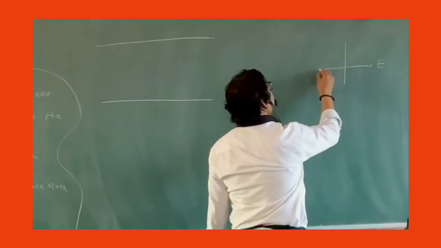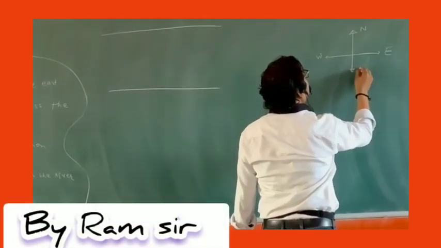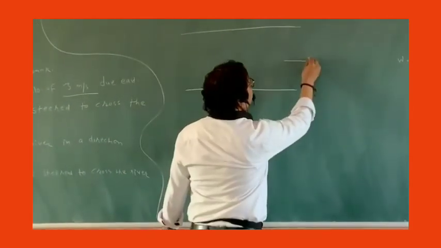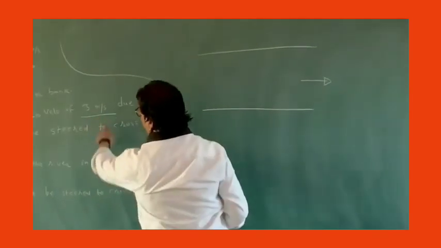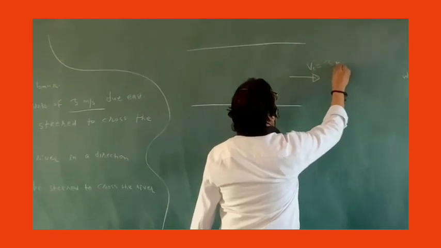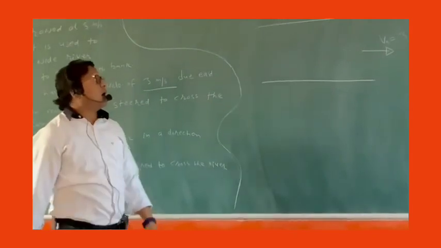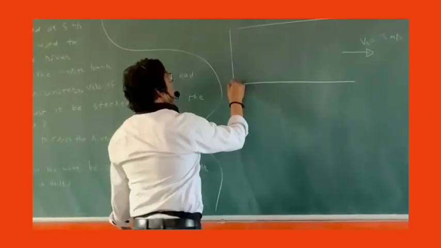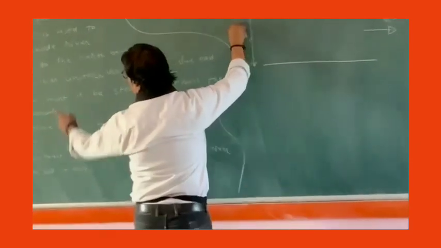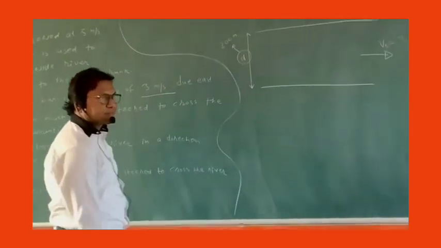East, this is west, this is north, and this is south. Okay. So the river is flowing towards east with velocity 3 meter per second. So velocity Vr is 3 meter per second. Is it okay to all? And the width of this river D is given as how much? This is 200 meter.